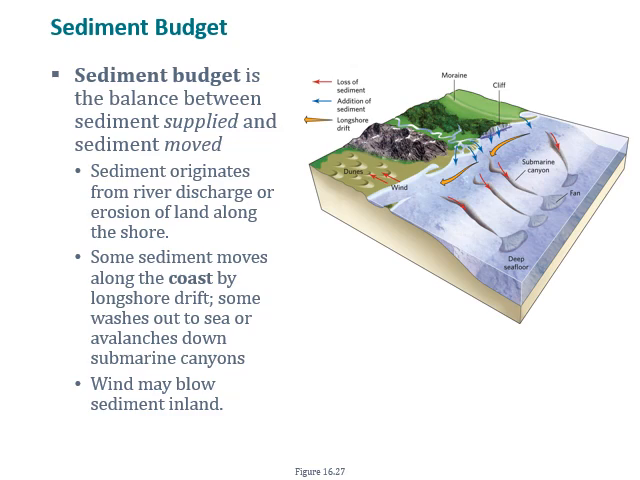Sediment budget is the balance between sediment supplied and sediment moved. So sediment originates from river discharge or erosion on land, and some sediment moves along the coast by longshore drift, and some of it washes out to sea or goes down submarine canyons. Wind may also blow sediment inland. So the net transfer of sediment from land to sea is known as the sediment budget.